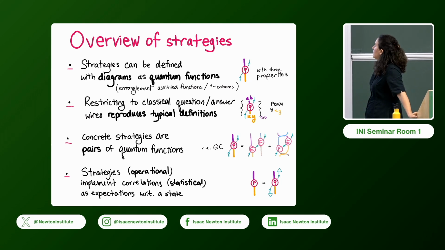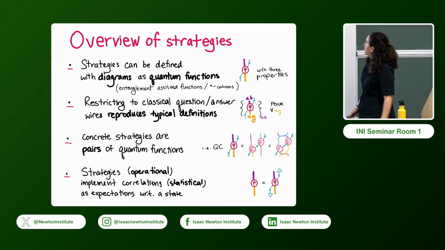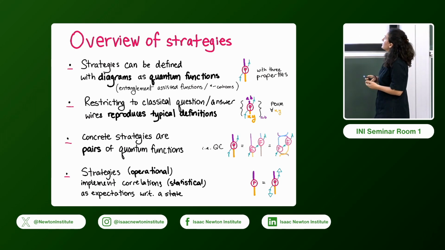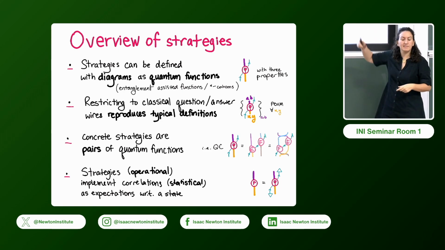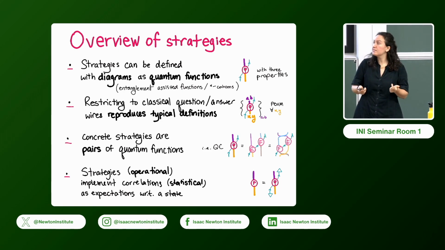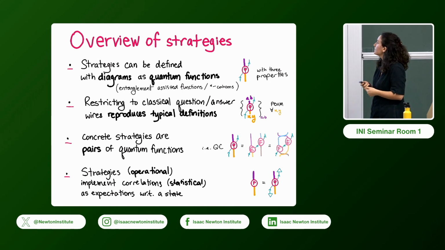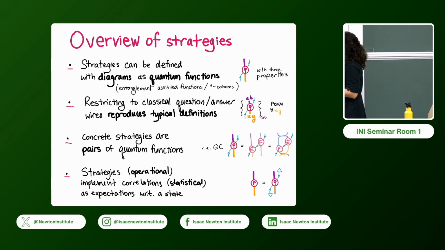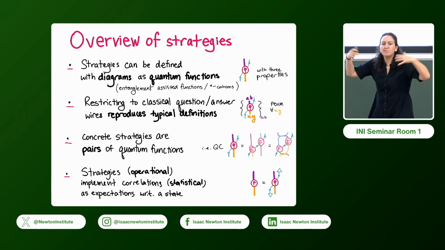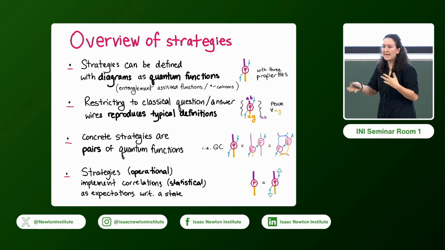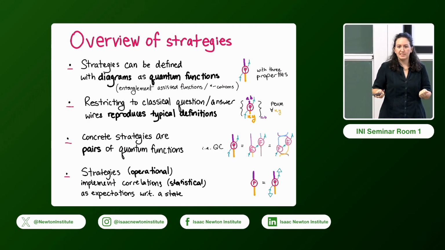So if you want to just write down a diagrammatic definition of strategies, you can do this kind of similar to how we defined correlations. There are going to be 3 properties, and you get something called a quantum function, which you can think of as a star cohomomorphism that's a little bit generalized.